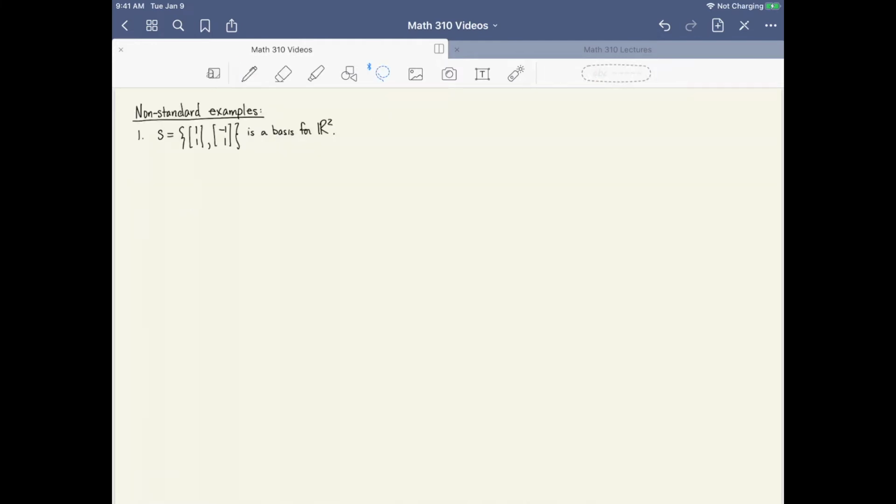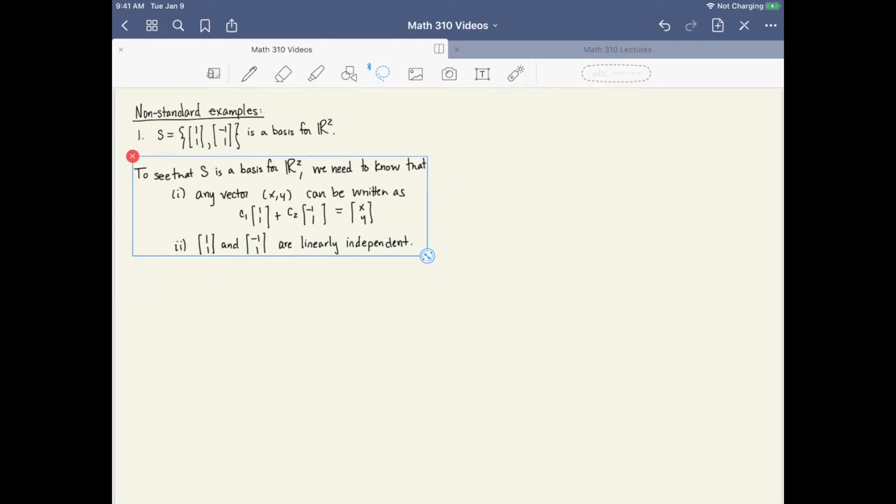Those examples were fine, but let's look at some non-standard examples. You don't always have to use the standard unit basis vectors to have a basis for R2. So in this example, we're going to look at two vectors, (1, 1) and (-1, 1). This is also a basis for R2. So let's convince ourselves of this.